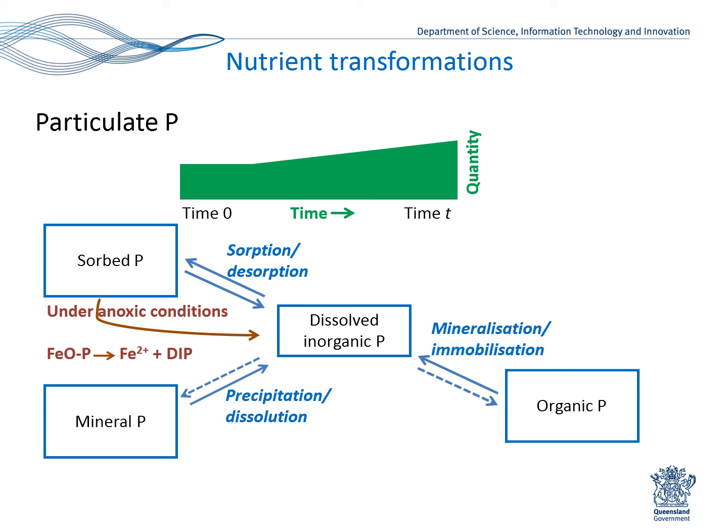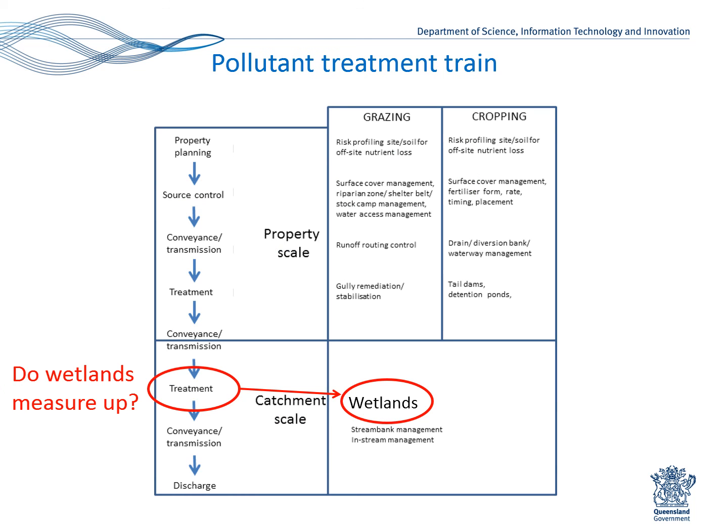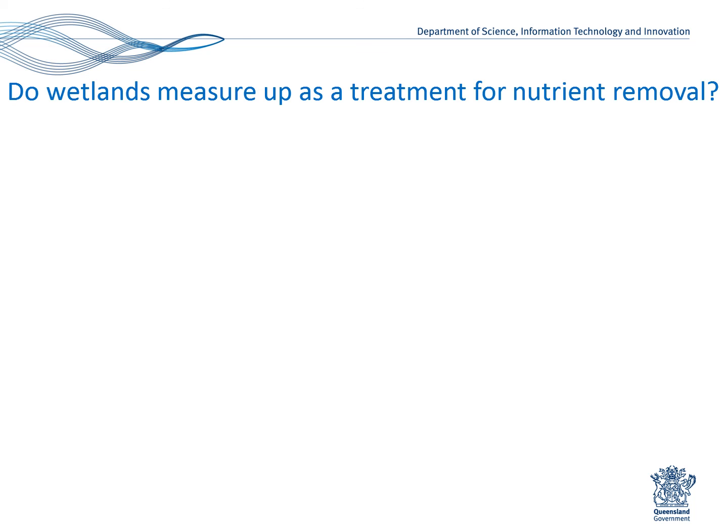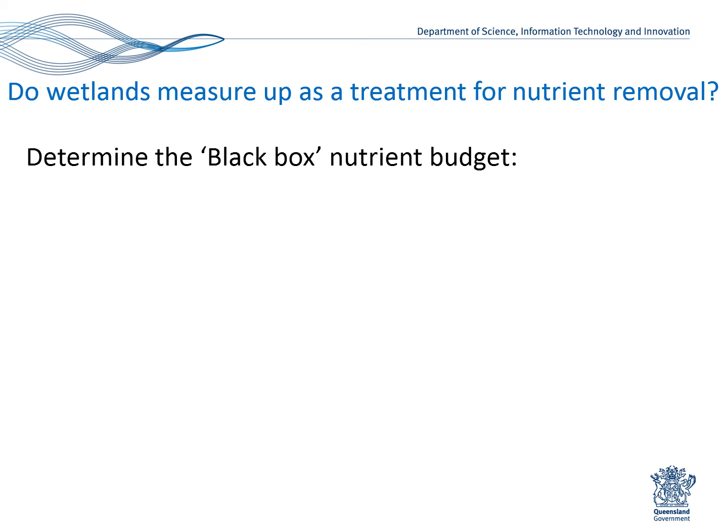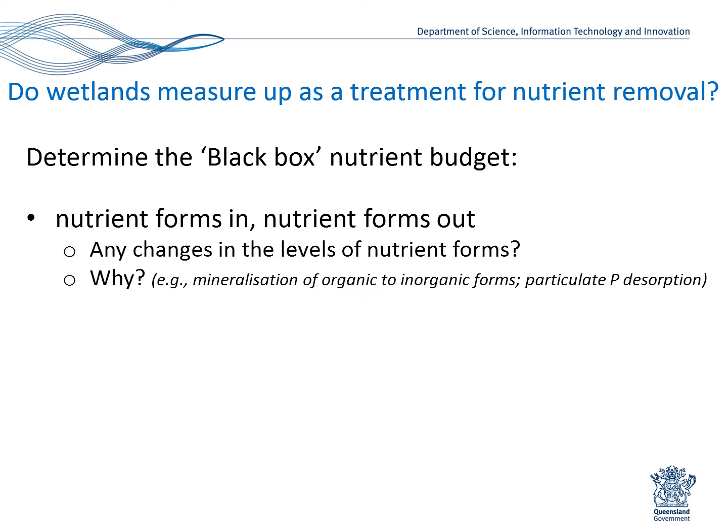The basic question, I guess, is do the wetlands measure up to a treatment at the catchment scale? And so a basic approach might be, again, going back to this black box nutrient budget. We need to know the nutrient forms going in and the types of forms going into the wetlands. Are there any changes in the levels of those nutrient forms? If there are changes, why? What has occurred in the wetland which has caused the nutrient to transform from one form to another form?